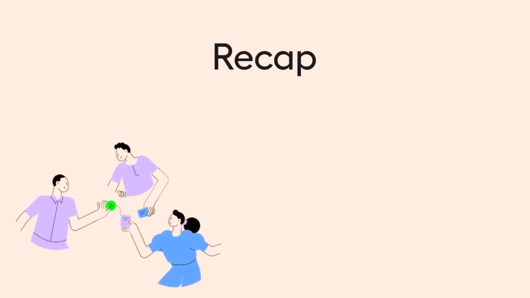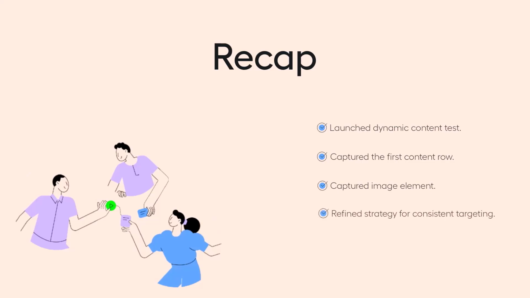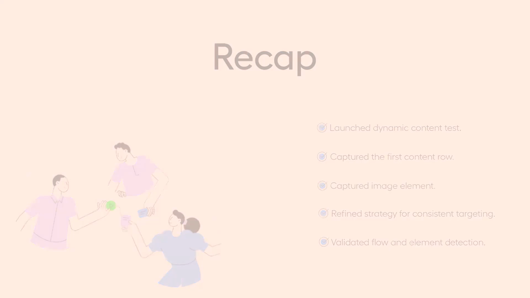Let's look at the summary. We kicked things off by launching the dynamic content test case page using the Start Recorder. Then, we captured the first content row and used the Find Web Element block to locate it. Inside that row, we captured the image element to narrow down the scope. After that, we edited the location strategy to ensure Leapwork reliably finds the correct row and image every time. Finally, we ran the flow and confirmed that both elements were found successfully, resulting in a smooth and passing test.